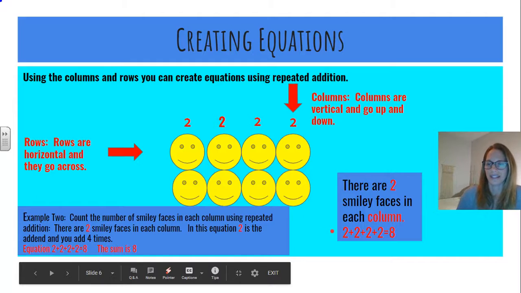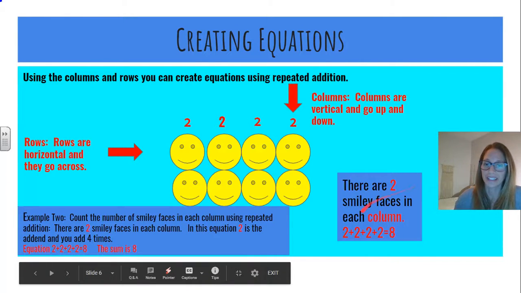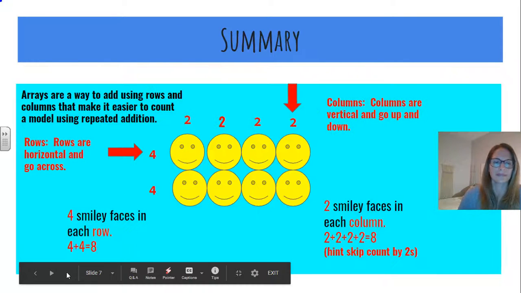So in our equation, you have to add 2 how many times? 4. That's right, 4 times. We could, if we remember, skip count by 2's. You want to do it with me? 2, 4, 6, 8. And your answer is 8. And it's the same answer that we got on the previous page, but they're 2 different equations. And let's go to the last slide and look at our summary.